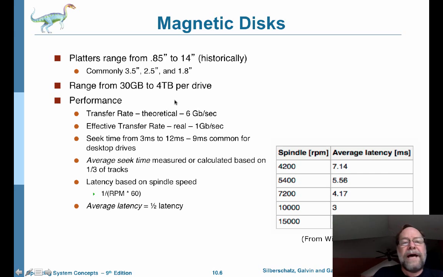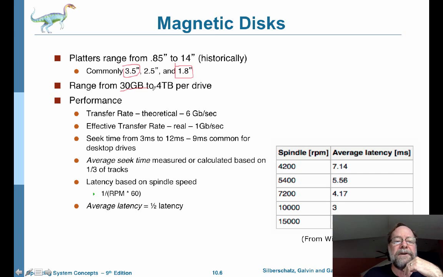So the size of the platters ranges from less than an inch to very, very large drives. You don't much have those anymore, the giant 14-inch drives. The most common sizes, if you were to go to Best Buy or something and try to buy a hard drive, you'd basically have 3.5-inch drives, pretty standard for a PC. And then as you get down to laptops, you'll get smaller and smaller drives so that you can fit them in there.